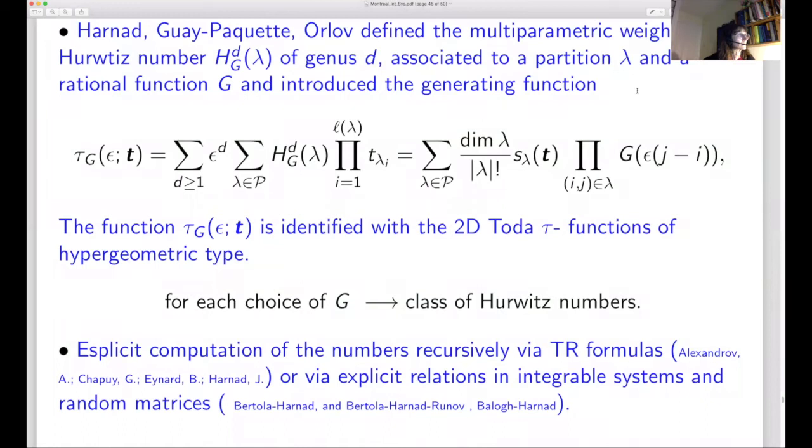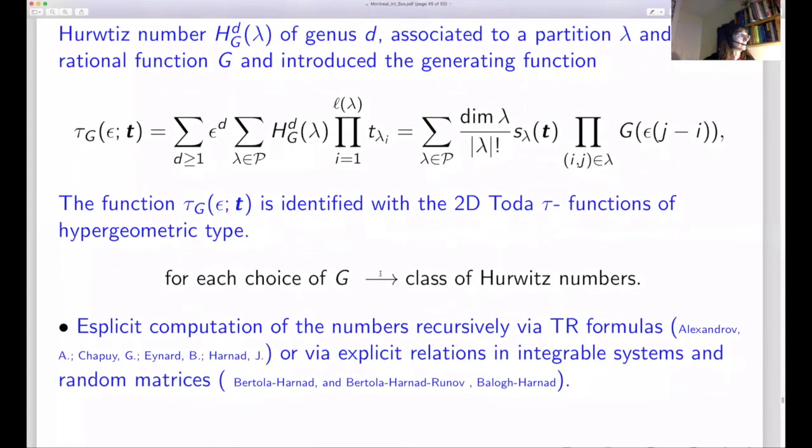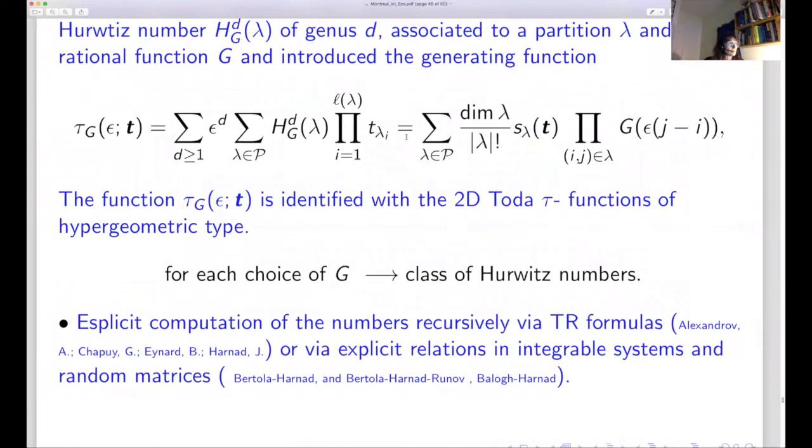So I want to say that this multiparametric weighted Hurwitz number is very general, because for each g that you can choose, and you can choose g in many ways, I call it rational because the cases I was interested in are rational, concerning Laguerre and Jacobi. But you can choose g in many ways, put also a parameter that gives quantum Hurwitz numbers. But for each choice of g, you can get a class of Hurwitz numbers. And there are explicit computations, either recursively, with topological recursion, or explicit expressions of these numbers using integrable systems and random matrices. But what I want to say, what was useful for us was exactly this formula here, okay?